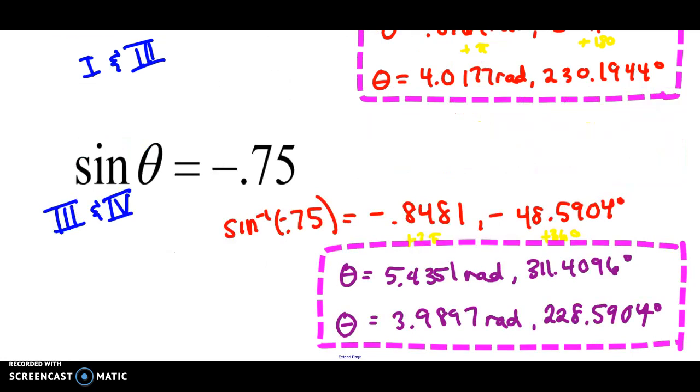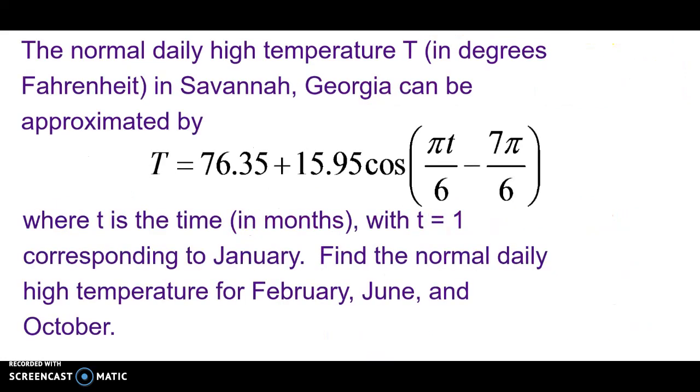All right, so when we go to our calculator, we notice that we get 2 negative answers, which, looking at our domain here, is not going to work. So I added 2 pi and added 360 to get our first answer here in both radians and degrees. So I know I'm going to have an answer in both the third quadrant and the fourth quadrant. So to get my other answer here, I got 3.9897 radians and 228.5904 degrees. Example, we're breezing through this.